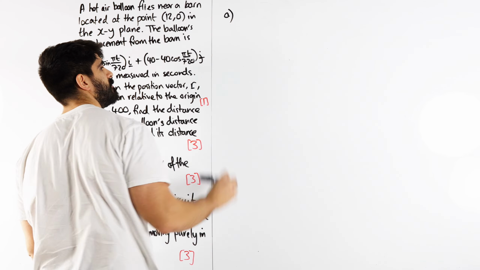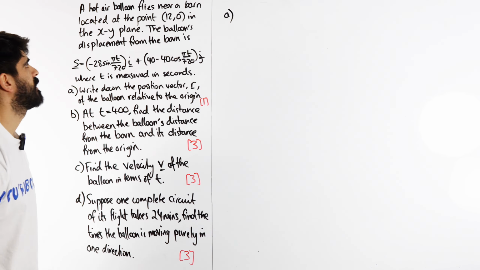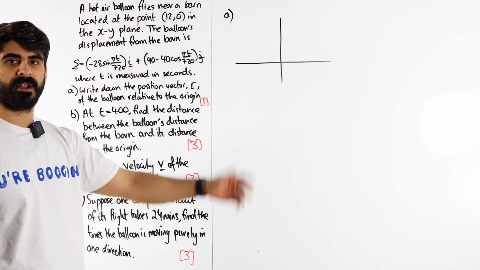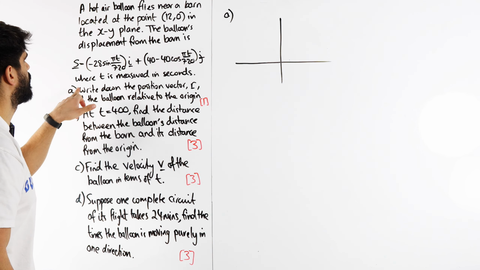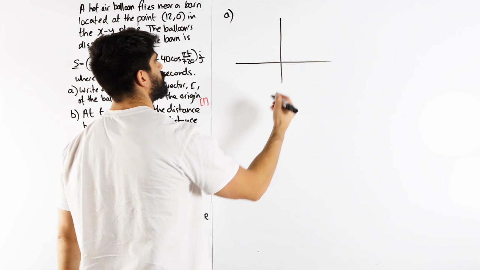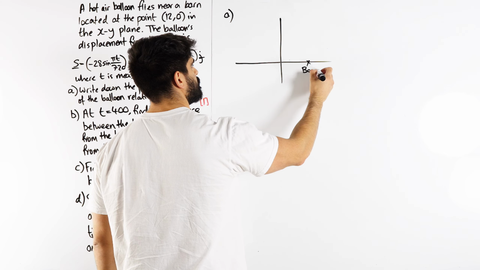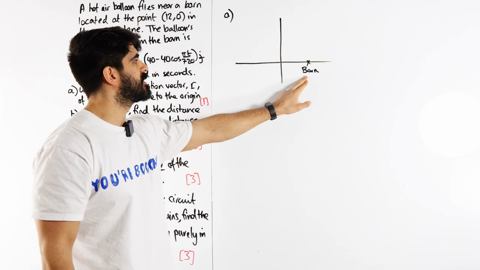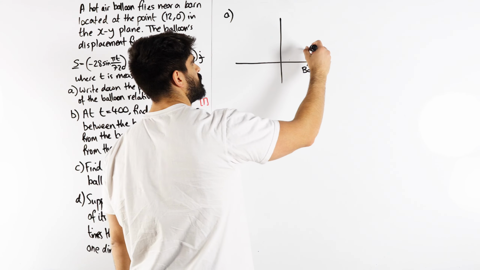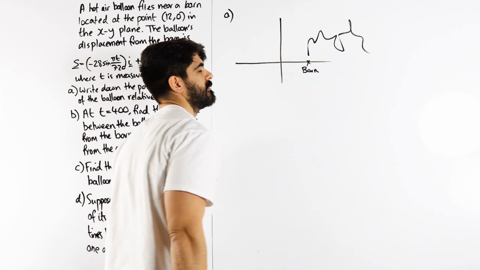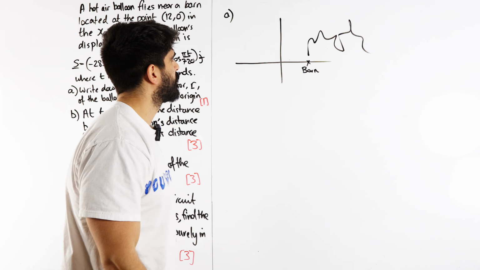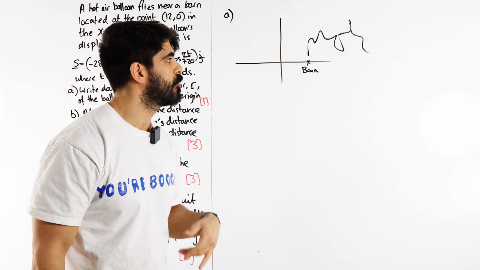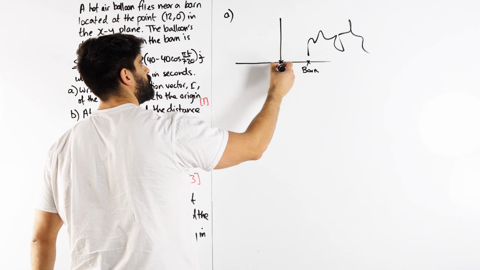Let me give you a diagram to just help you understand what's going on here. So we have an XY plane. We have some balloon flying around the place. And it says that there is a barn at 12, 0. And it says relative to the barn, so relative to this position, the balloon is doing whatever that balloon is doing, yeah? So the balloon is doing this relative to the barn. They want to find out its displacement relative to the origin.